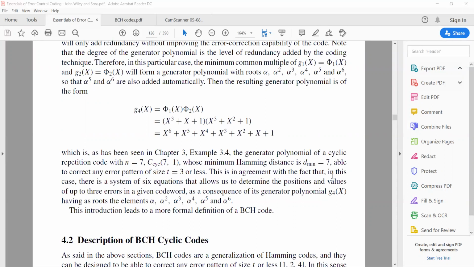This is in agreement with the fact that in this case there is a system of 6 equations when the error is 3. I have told you that when the error bit is m, then we need 2m equations. So when the error bit is 3, then we need 6 equations. So this is written here: when t equals 3, a system of 6 equations allows us to determine the position and the values of up to 3 errors in a given codeword.